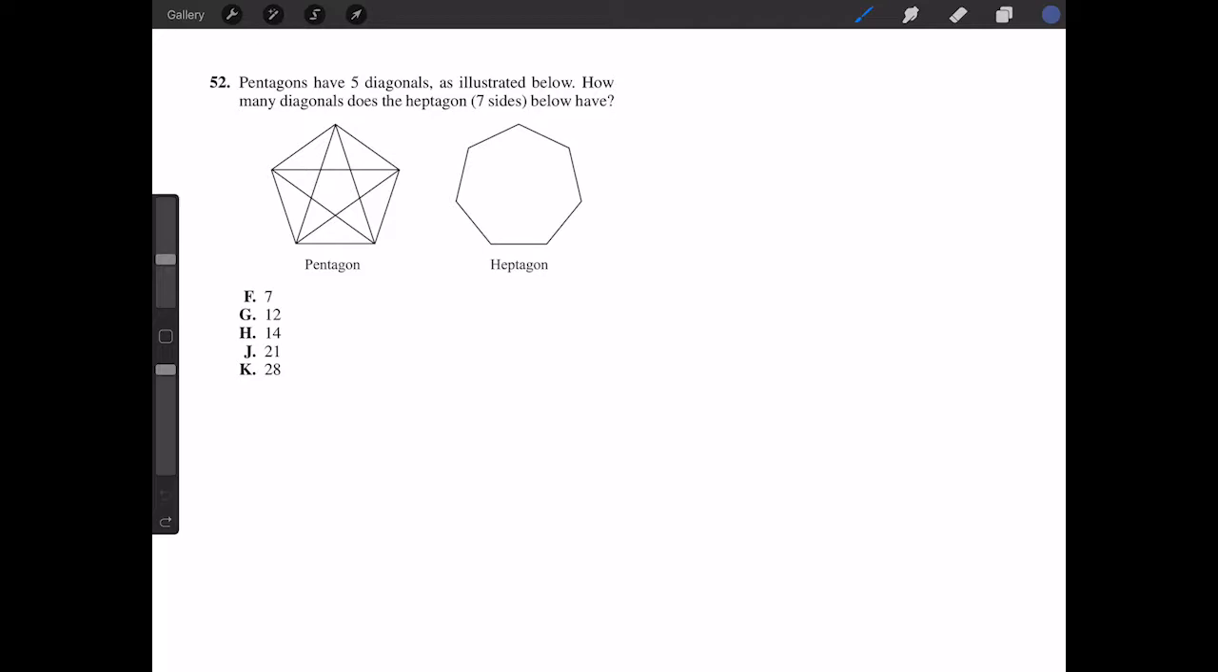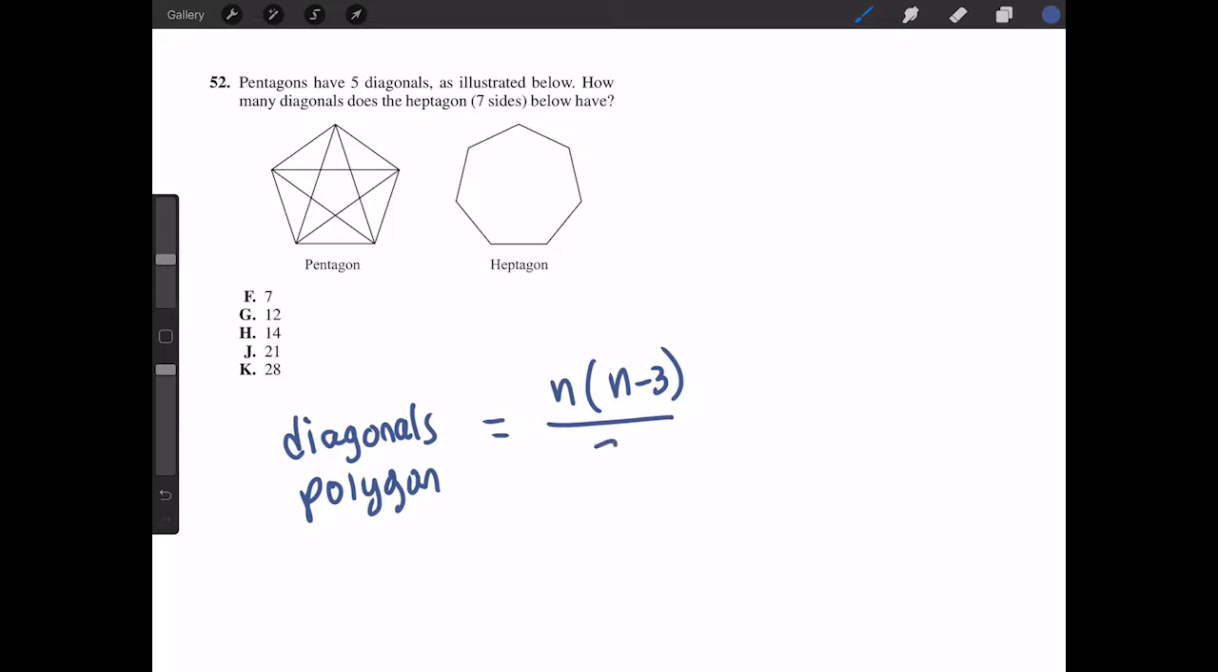Problem 52 reads, pentagons have 5 diagonals as illustrated below. How many diagonals does a heptagon, 7 sides, below have? Well, there's a formula for the number of diagonals in a polygon. And the formula reads n times n minus 3, everything divided by 2, where n is equal to the number of sides of the polygon.